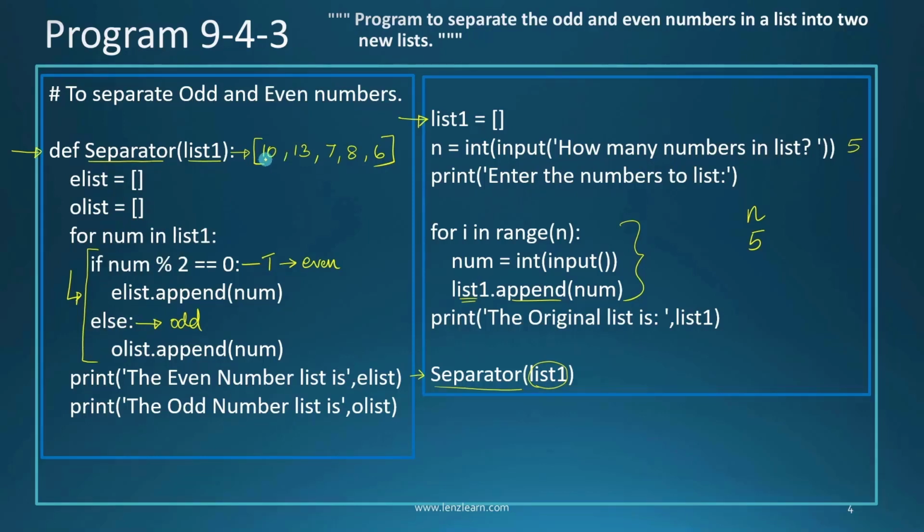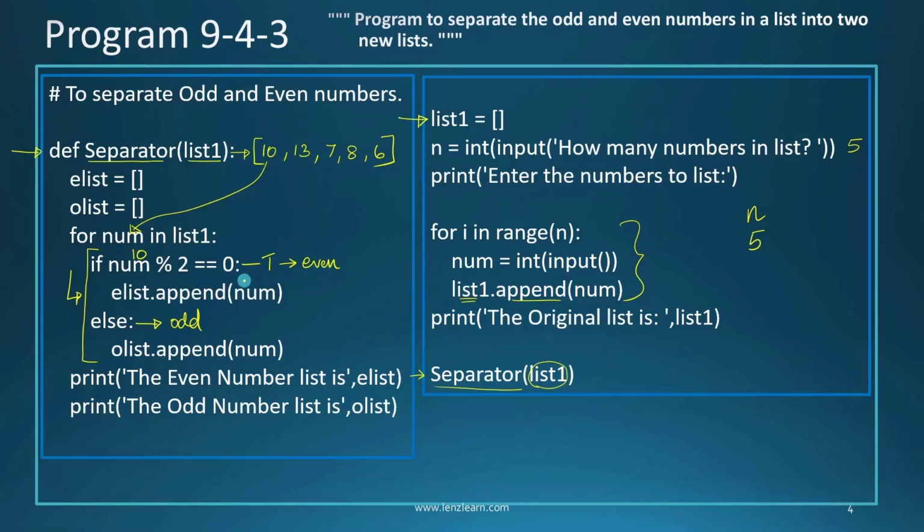So now let us start. So first the value 10 will be loaded into control variable num. Now inside the if condition check we will see whether 10 modulo 2 is equal to 0. You can see 2 perfectly divides 10, so the remainder is 0. So 0 equal to 0 is true. So now we can understand 10 is an even number.